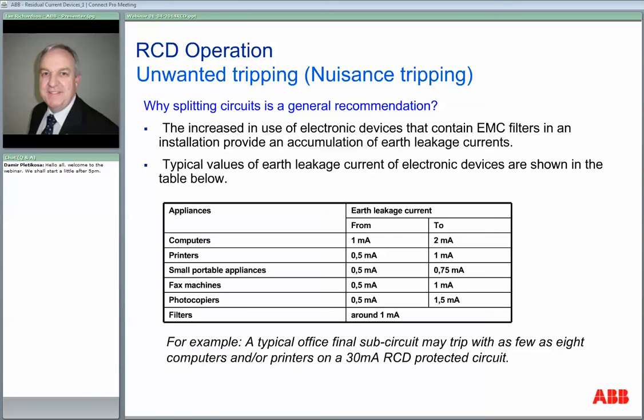Just a point, I made a reference to this at the early part of the presentation. Certain devices have a known leakage, and this is a table which has been produced by some research. I'm not actually sure of the foundation of the research. I believe it to be quite accurate within a certain tolerance. So your typical computer, because of the switch mode power supplies being used, can tend to have a normal leakage under normal conditions between 1 and 2 milliamps. Printers up to 1 milliamp, small appliances, again a small leakage, fax machines, photocopiers and so on.